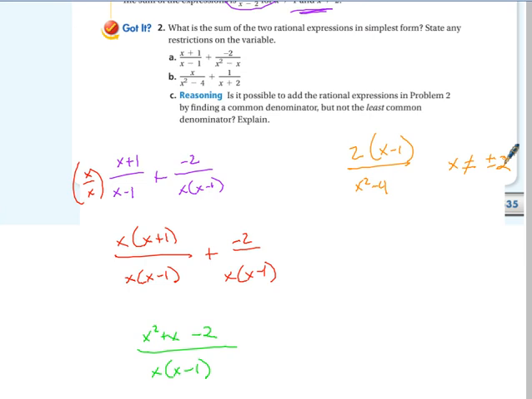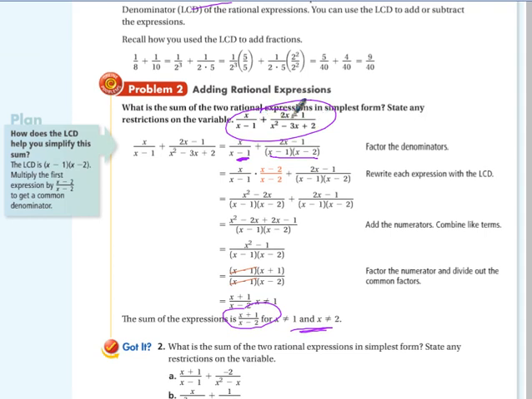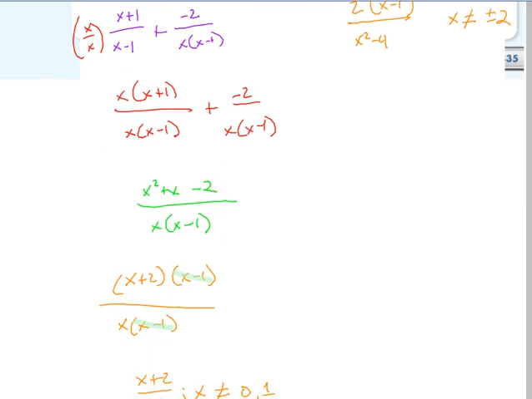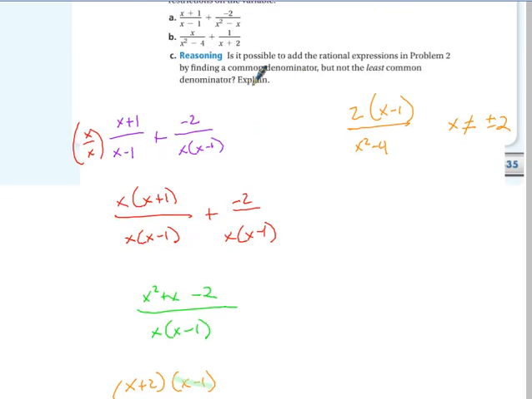Part C says, is it possible to add the rational expressions in problem 2 by finding a common denominator, but not the least common denominator? So back to problem 2, is it possible to add these by finding a common denominator, but not the least common denominator? And the answer to that is yes. However, you'd have to factor again at some point, and the limitations on x would end up being incorrect. So the least common denominator is a big deal. Can you still simplify it? Yes, but you're not going to get the restrictions right, and you're going to end up creating more work for yourself. So that's the answer to that question right there.